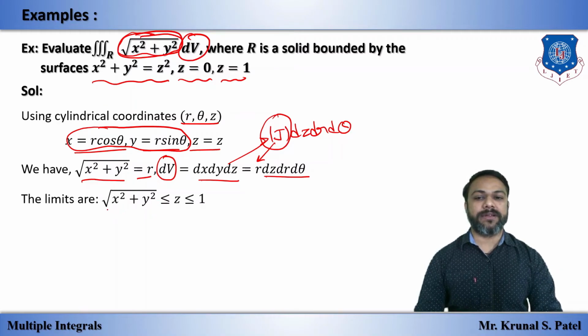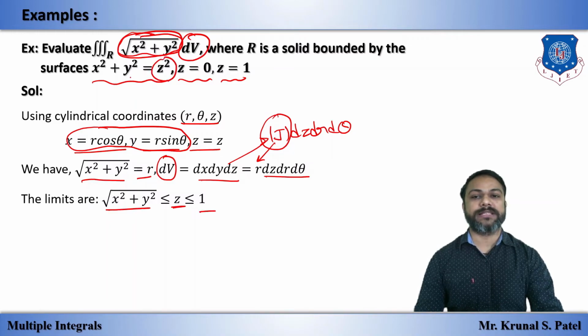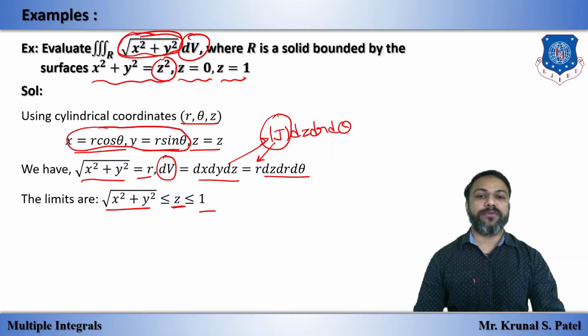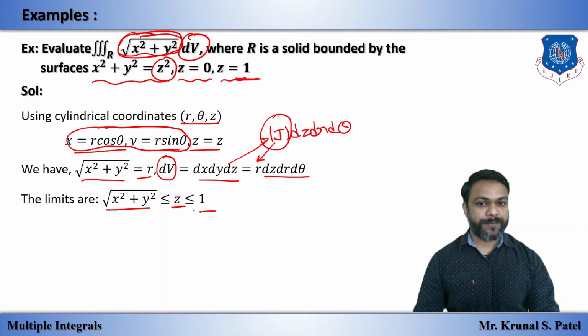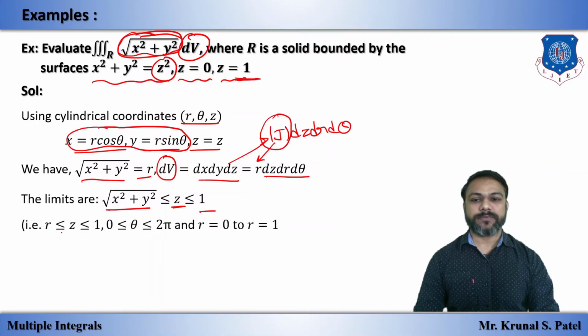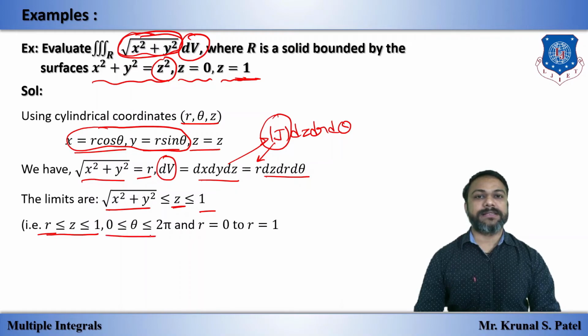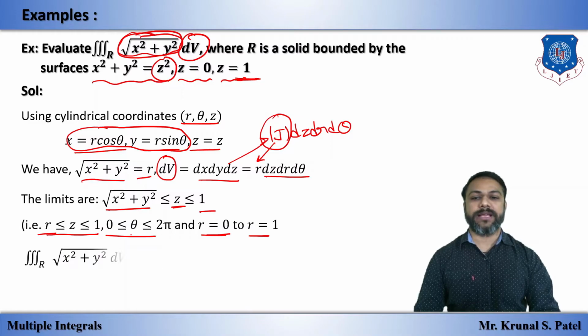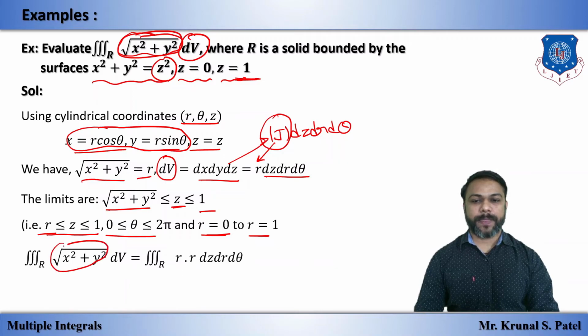Here the limit is given, z lies between this and this. Why? Because z square is equal to x square plus y square, that means z is equal to under root x square plus y square. And from the lower side we have z equal to 1. So z lies between these two, and we can put this value as r. So the limit of z is between r to 1. Theta is 0 to 2 pi, and r is 0 to 1. So the given integral is converted like this: the integrand becomes r, and dv becomes r dz dr d theta.